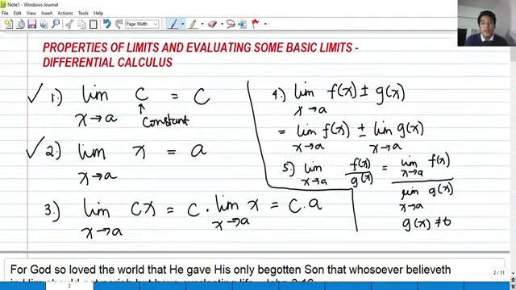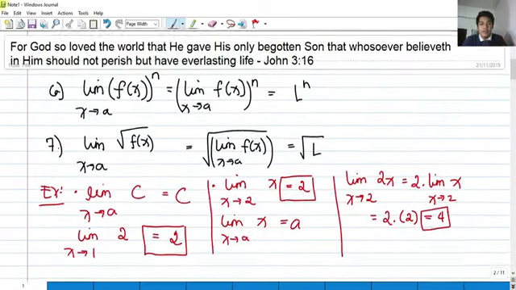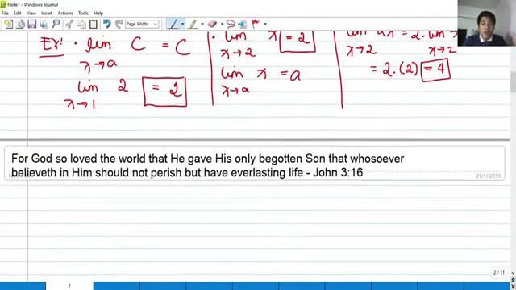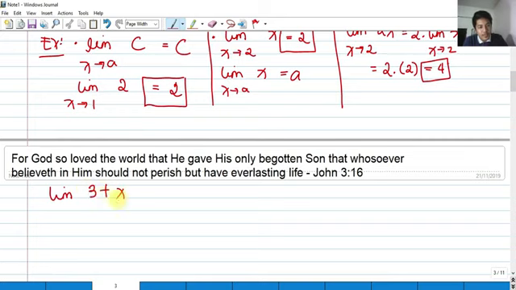So, number 4, this is the limit of 2 functions f of x and g of x in addition and subtraction as x approaches a. Notice that we can distribute the limits such that we can evaluate first the limit of f of x as x approaches a, plus or minus the limit of g of x as x approaches a. So we can distribute the limits if we have a sum or difference of functions. So let's try to have an example. We have the limit of 3 plus x.